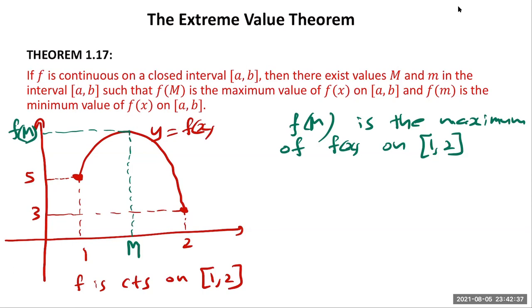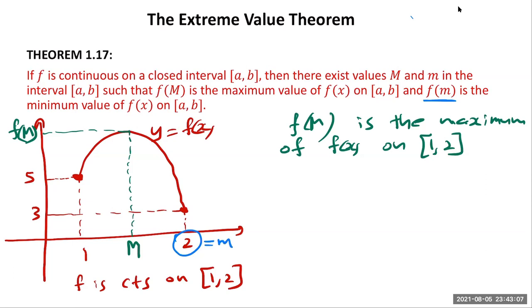And then what about the lowercase m? Do we have a lowercase m in this case? Is it clear from this figure? Lowercase m is the point such that f of lowercase m is the minimum of f of x on the interval [a, b]. In this case, my interval is [1, 2]. What is the candidate for lowercase m in this case? Clearly, the candidate for lowercase m is 2, right? This is your lowercase m.